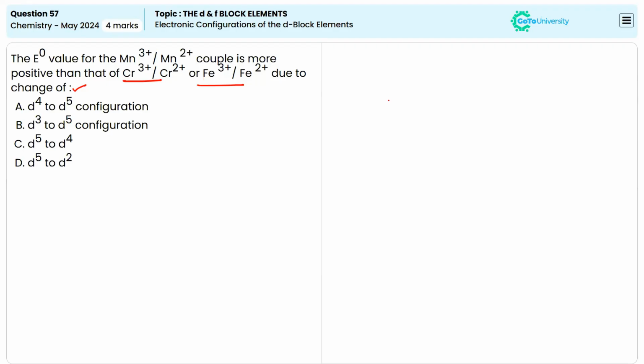First of all, let us see manganese, right? Manganese has atomic number 25 and the electronic configuration is 3d5 4s2. Now if you take the Mn3+ ion, it will be 3d4, right? And similarly, the Mn2+ ion will be 3d5 4s0, because two electrons are removed from the 4s orbital. In Mn3+, one more will be from 3d.